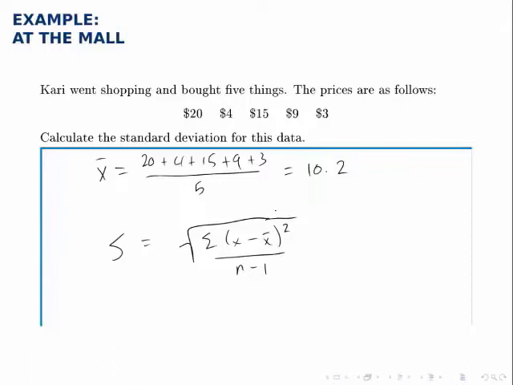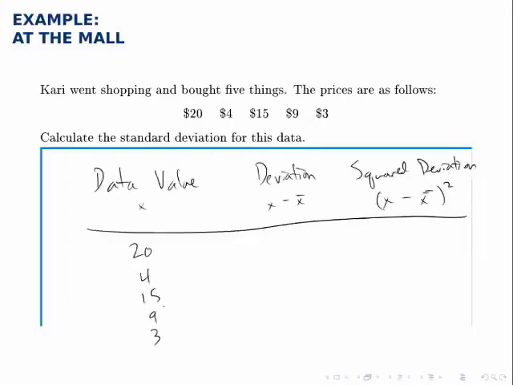So this can get kind of tedious, which is why we only do this with small data sets. And from this point on, we'll use the built-in function in the calculator, but here we'll just illustrate the formula once. We'll use this table to organize everything. We have the data values listed, and we'll calculate the deviation for each one by simply subtracting this number, 20 for instance, minus 10.2, and then 4 minus 10.2, and 15, and so on. And we'll calculate the deviation for each data value.